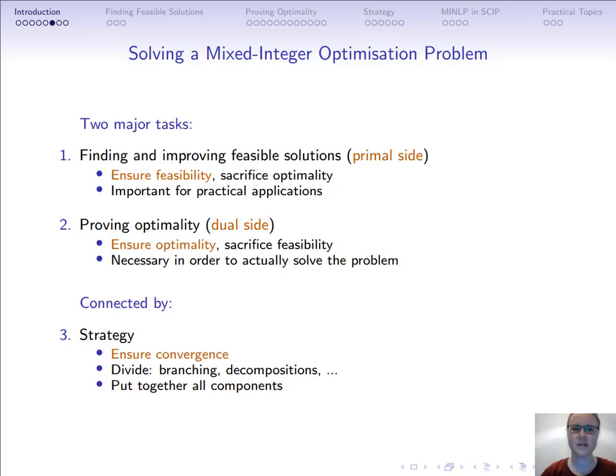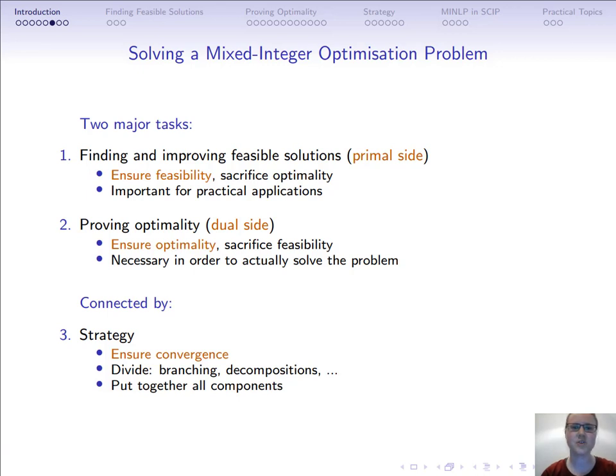The primal side is all about feasibility. Here we want to find feasible solutions and hopefully to find solutions that are good. But we have to accept that usually we cannot achieve or prove optimality. However, this side is very important for practical applications, because constraints usually represent conditions that must be satisfied by a solution. And a solution that violates some of those conditions can be useless or possibly even dangerous.